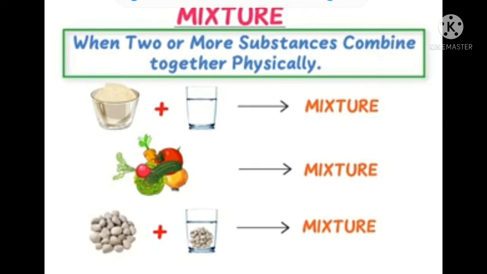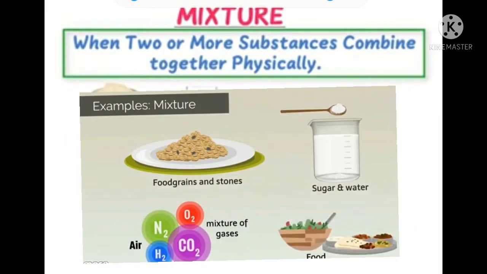Different food items mixed together are a mixture. Pebbles mixed in water is a mixture. Other examples of mixture we can see in this picture here. Food grains and stones. Mixture. Air is a mixture of gases.